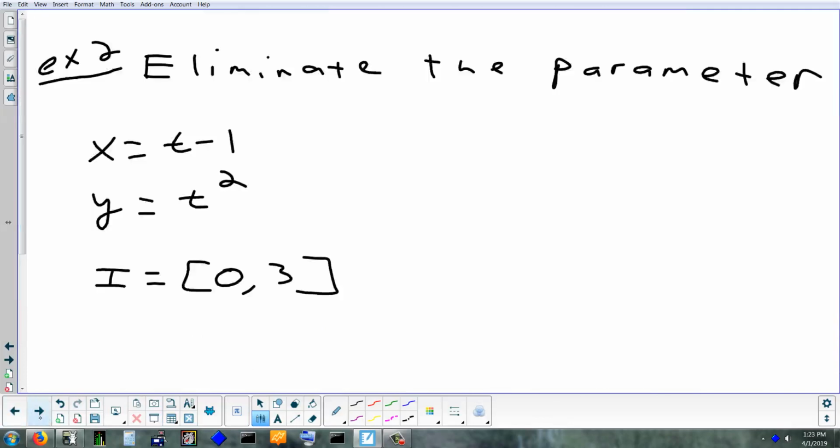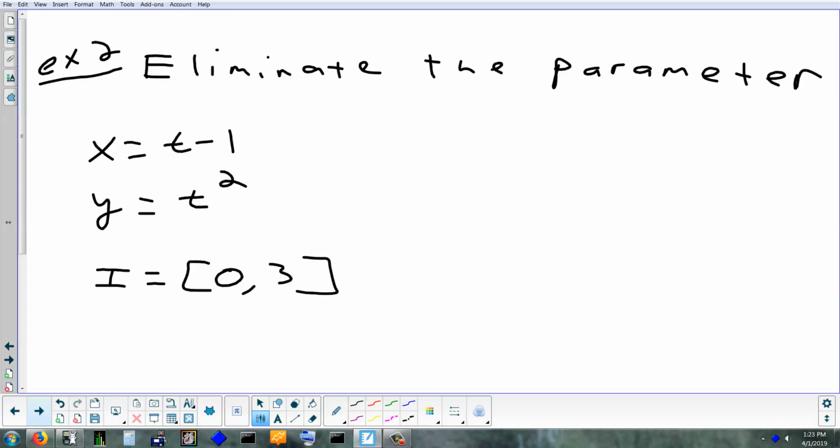All right, so let's try this one. First I want to eliminate the parameter, so get the formula, and then I want to write the restriction. Now, before I do it, does anybody think they know what this parametric equation is going to look like? So nobody's really saying anything, and that's good, because sometimes parametrically it's kind of hard to think what it would look like.